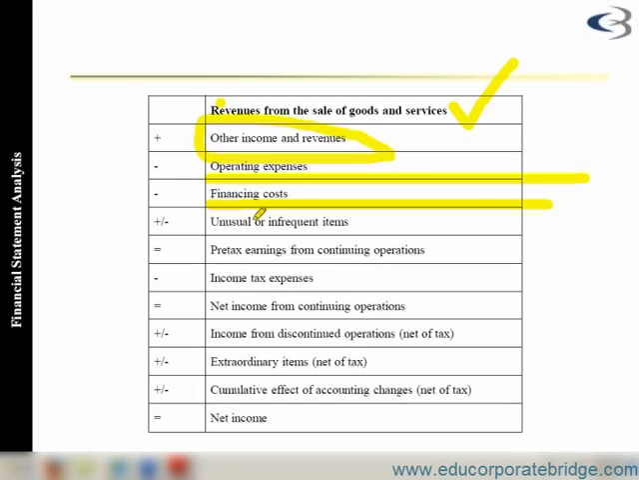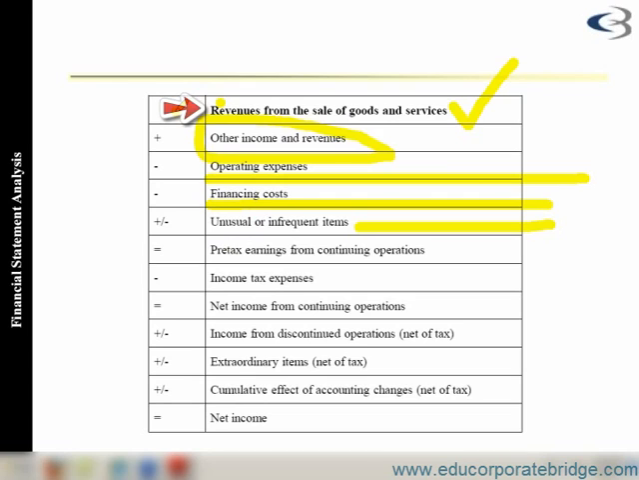From this we'll adjust any unusual or infrequent item. When I say unusual item, for example, I've got furniture in my office, and during the year I've sold this furniture at a profit. That profit is again an unusual item, and it should be added to my revenue. And if I'm selling the furniture at a loss, it should be deducted from my revenue.